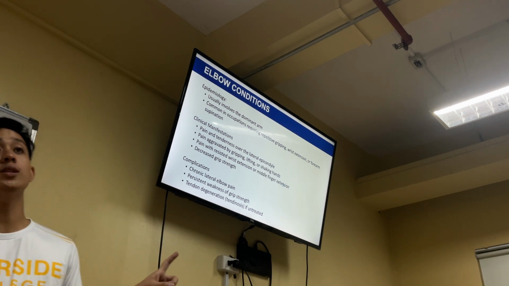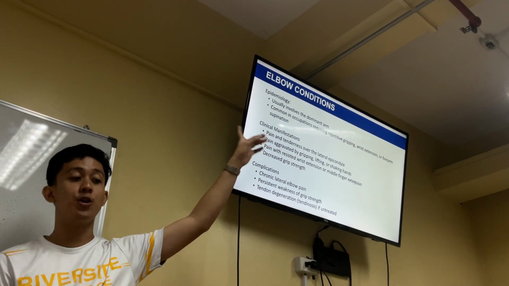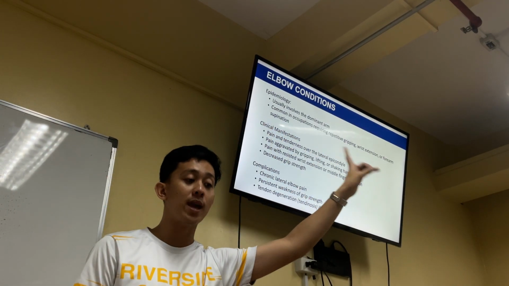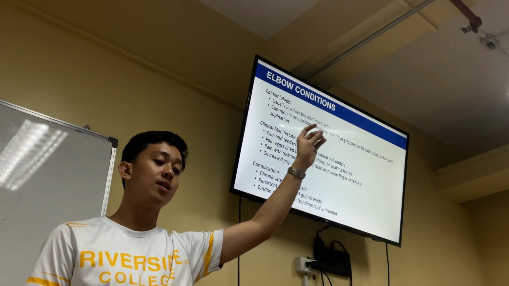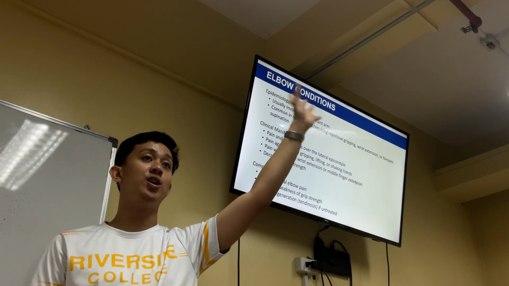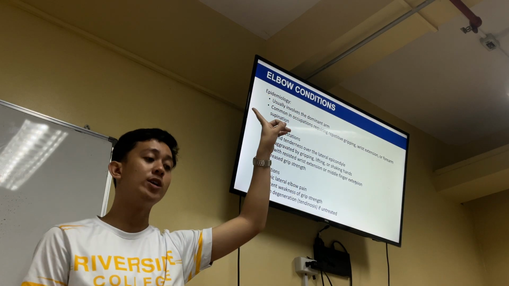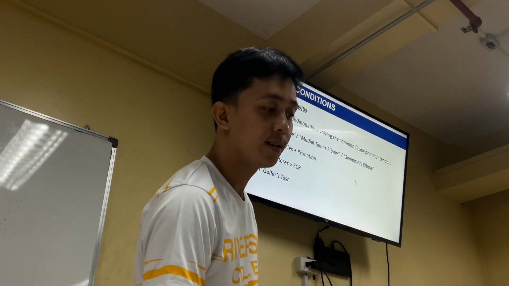Complications, same again. Usually chronic pain or chronic lateral elbow pain, persistent weakness, and tendon degeneration, especially your common extensor tendon, and the muscles mentioned earlier. Questions with the lateral epicondylitis?